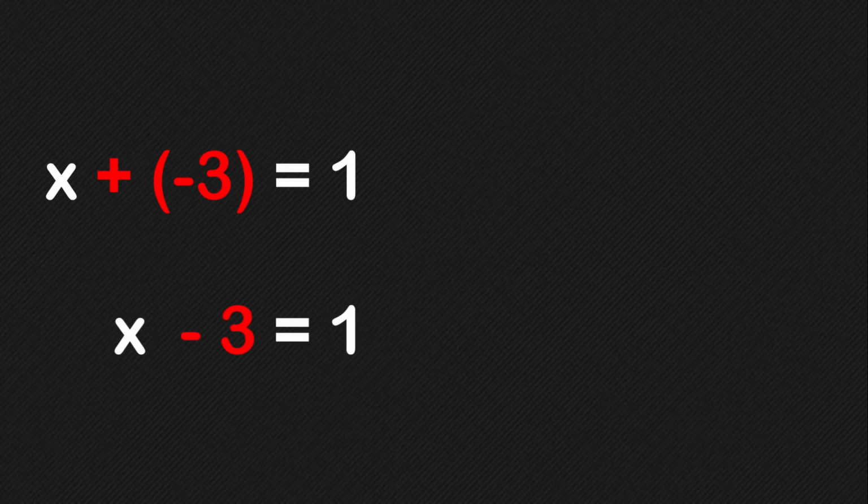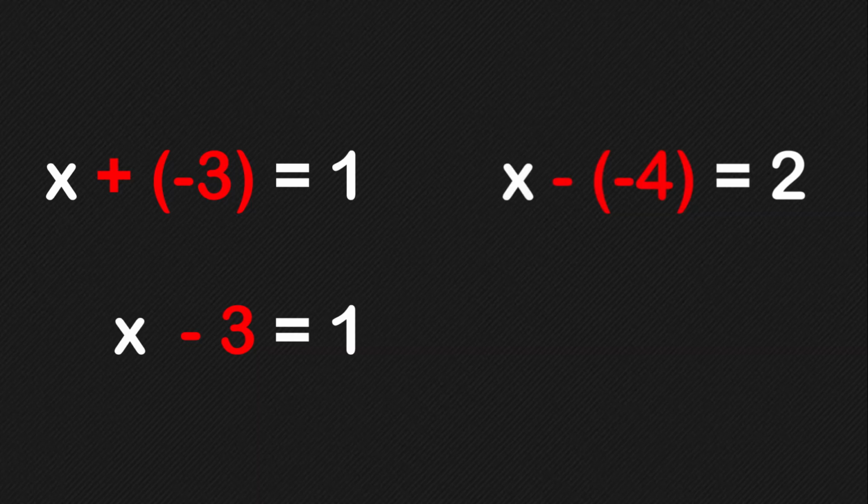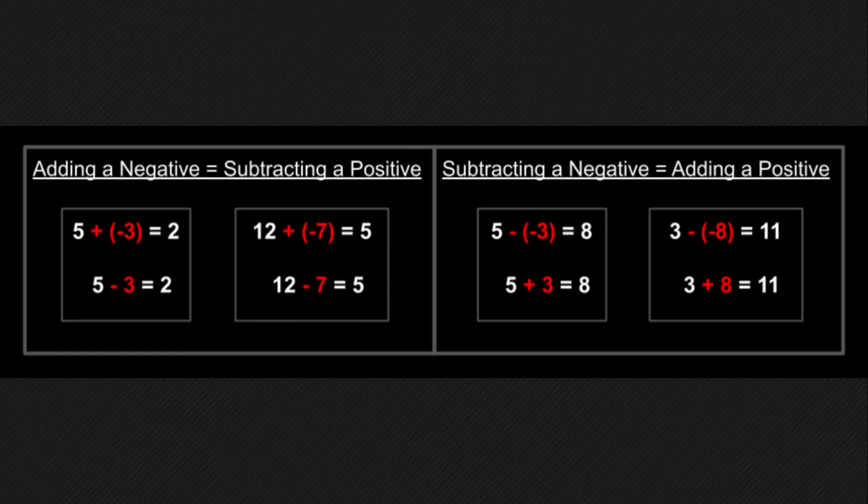Same deal when we look at our next example, which we're going to go over in a second, which is x minus negative 4 equals 2. Minus a negative is the same thing as addition. So what I'll do is I'll give you this cheat sheet here, and it may help to write this down in your notebook or any sort of scratch paper you might be working on right now.